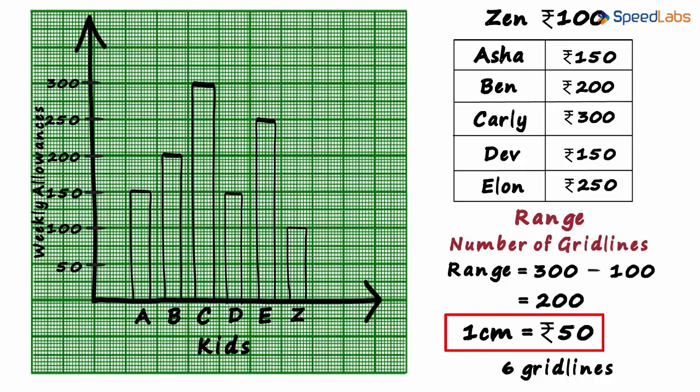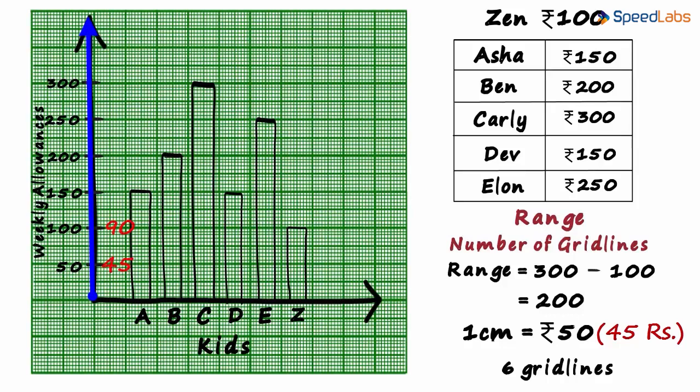Many times students ask if this is the only possible scale. Well, the answer to that is not necessarily. It was just an estimation. We could also have chosen 1 centimeter as 45 rupees. It would still have covered around 7 to 8 grid lines, which fits perfectly into this graph paper. But the y-axis points would have been 45, 90, 135 and would not look very nice. It would also have become a bit difficult to plot these values as they are not multiples of 45.